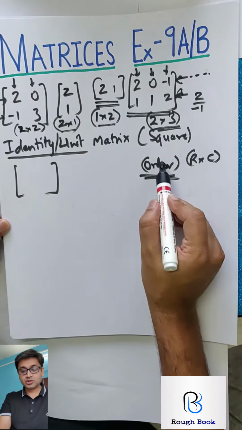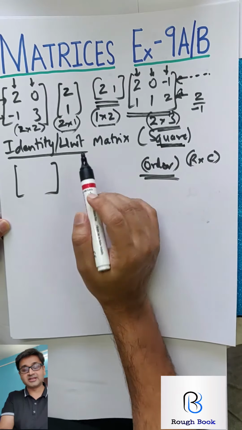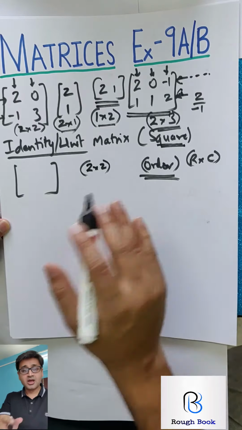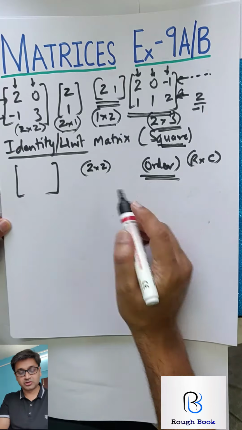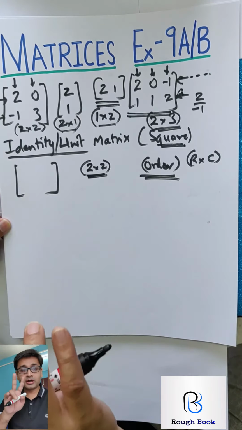Are you getting it? So in this case, for a square matrix, you will always see the order as square. That means 2 by 2, 3 by 3 and so on. For your syllabus, you don't have 3 by 3 or even 3 by 2. You just have up to 2: 1 by 2, 2 by 1 or 2 by 2.